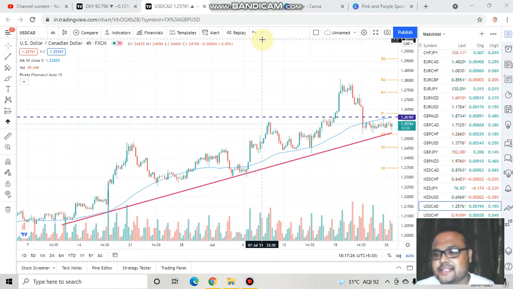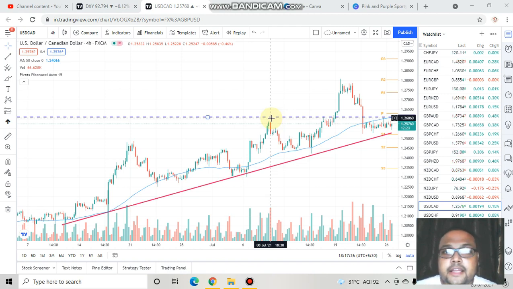So let's get started. This is the Forex chart of US dollar, Canadian dollar, USD CAD. The chart may seem very beautiful and simple, but my dear friend, everything that glitters is not gold, which means that there are some complications in this chart as well.